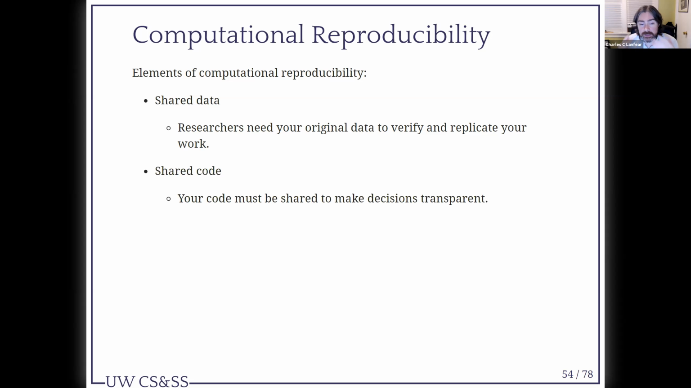Shared code is obviously necessary. You need to share the code that converts that data into the results so that people can see all the decisions you made to do it, right? So we're always making decisions about, do we drop these observations? We keep these observations, we impute these observations, all these things. People need your code so that they can see the way that you did it. And also importantly, maybe see if you made mistakes.